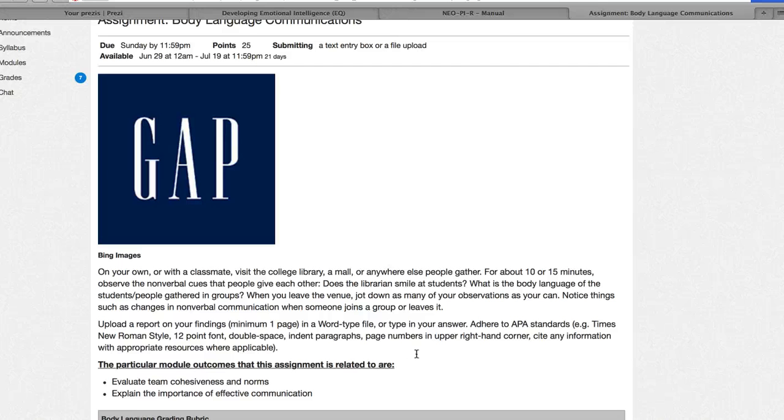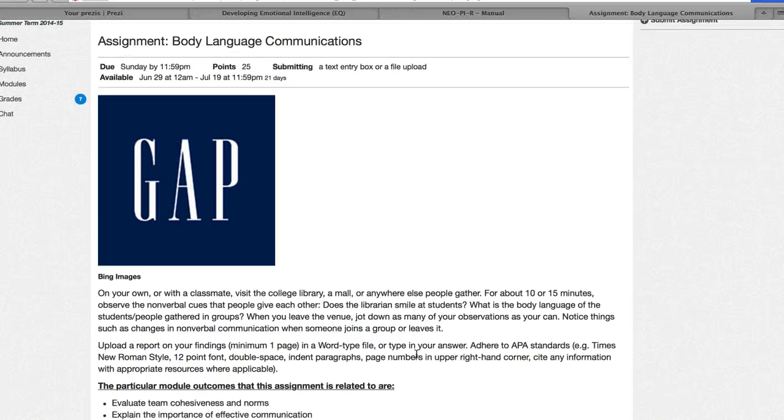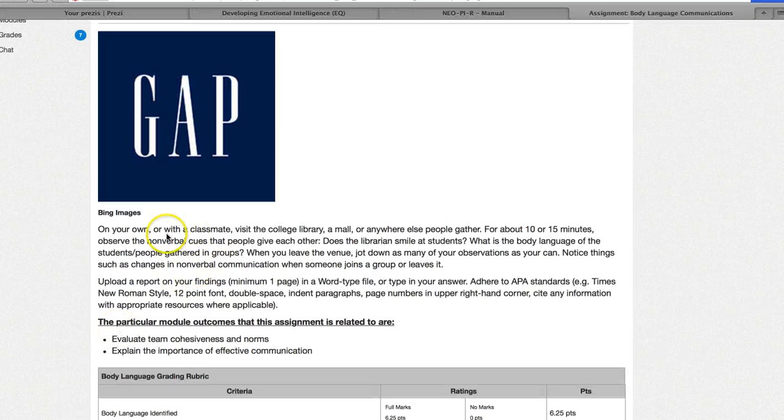And so I'll post something in there as well. But you have an assignment about body language communications. You can go anywhere. You can visit a college library, a mall, or anywhere people gather, and you're going to be observing some of those nonverbal cues. You have some questions there. You're going to write it up in a one-page Word doc file.